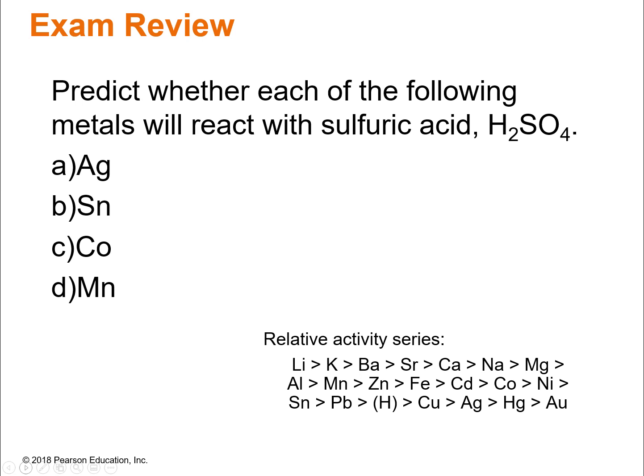Alrighty. So for A, we have silver. Will silver react with sulfuric acid? No, it's not going to react with sulfuric acid. So here's hydrogen. Here's silver. Silver comes after hydrogen on the relative activity series. So there's going to be no reaction. What about tin?